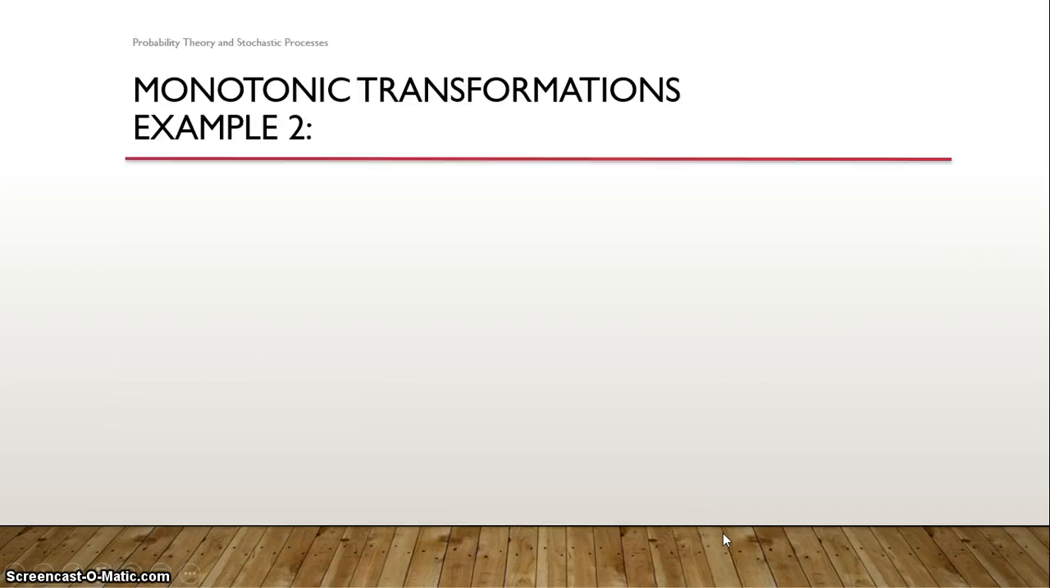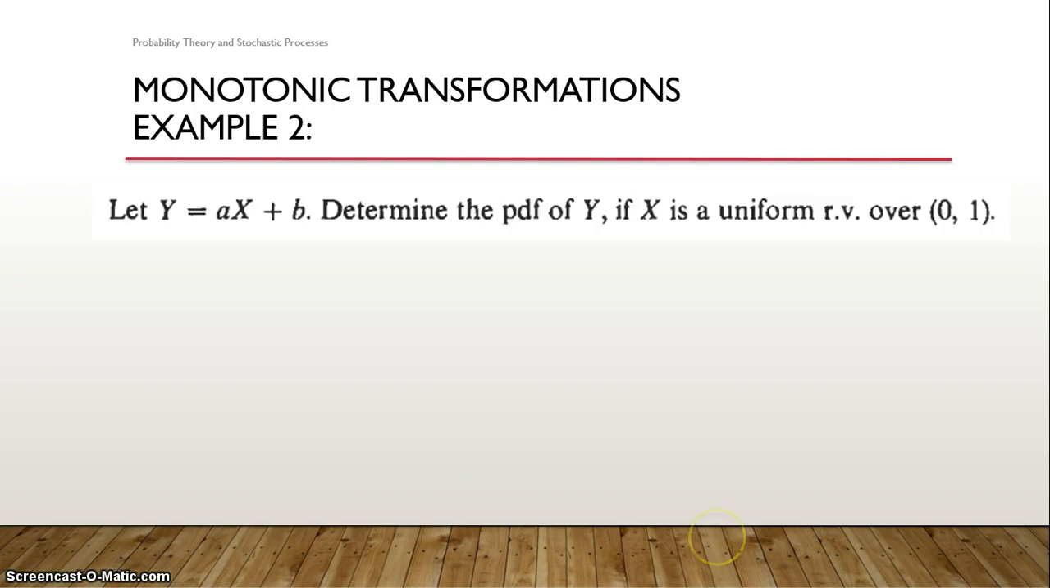Welcome to the next lecture on monotonic transformations, examples, and also non-monotonic transformations. So coming to this example, in the last example, we have already seen y is equal to ax plus b, and we have determined the density function of y. But here, instead of x as a simple random variable, x is a uniform random variable over the interval 0, 1.